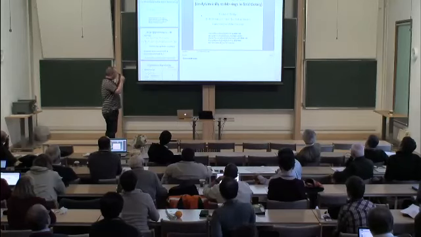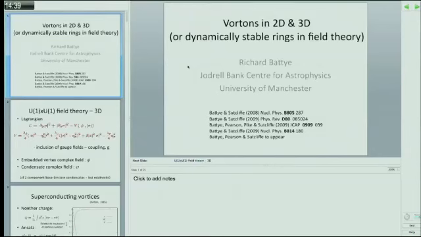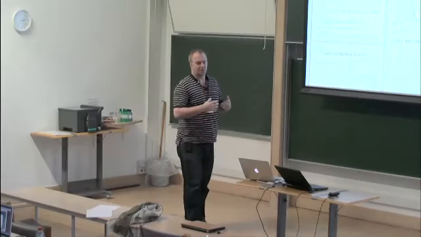So I'm going to talk about work that's in a number of papers, so I'll be brief about some of the details. But basically, what the project's about is trying to find ring-like solitons in field theories. These are dynamically stable, so they're called Vortons in the cosmological literature, but they're essentially just stable vortex rings.